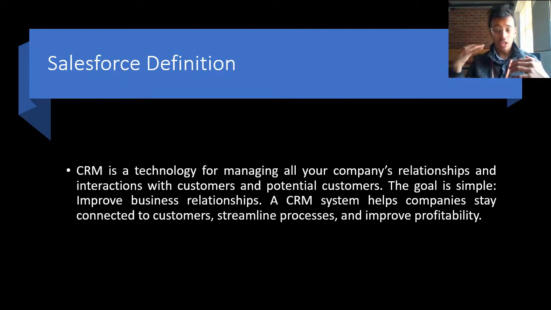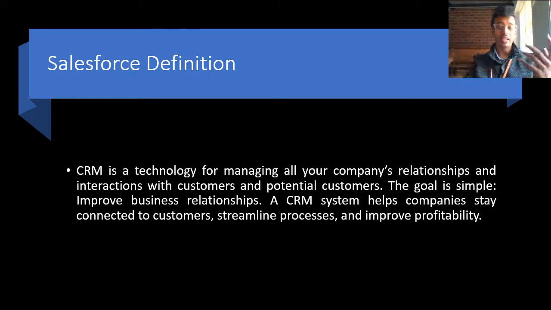So CRM is a technology for managing all your company's relationships and interactions with customers and potential customers. They say that it's a technology. In other words, it's a software solution that will help communicate with your customers, current customers, as well as potential customers, or people who could become your customers by getting new customers, by getting new leads. All of these are done by CRMs.